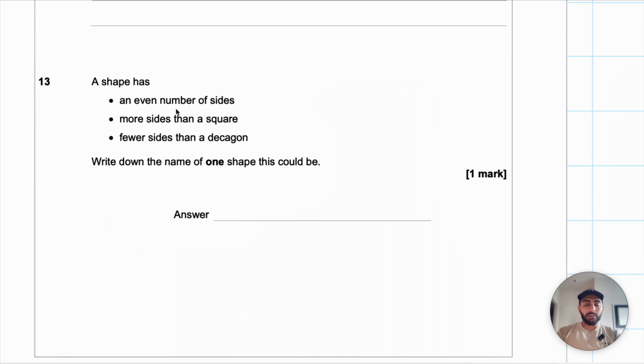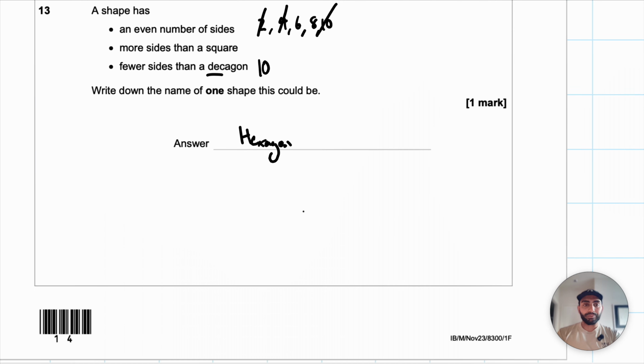Question 13. A shape has an even number of sides, so it could be 2, 4, 6, 8, or 10, or anything more than that, that's even. More sides than a square, so a square has 4 sides, so we need to get rid of 2 and 4. And it has fewer sides than a decagon. Decagon has 10 sides, and the way that you can remember it is decimals go up to 10, or base 10, so we don't want 10. It can either be 6 or 8, so 6 is a hexagon, and 8 would be octagon, so I'm just going to choose hexagon here.